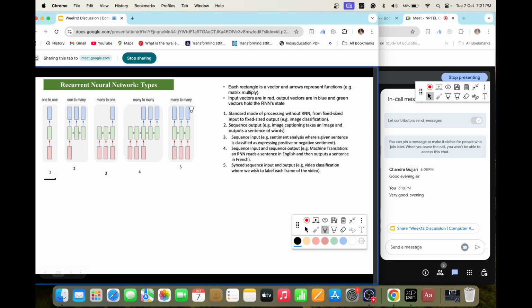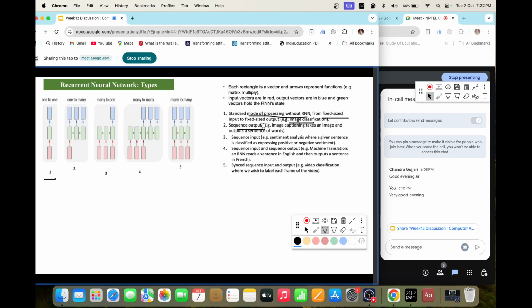So for this first one, it is used in the standard mode of processing without RNN, from a fixed size input. As this is a fixed size input, this gets fixed, okay. Again I am telling, this red layer is input, this green layer is hidden layer, this blue layer is output, okay. So one-to-one means one input layer, one hidden layer and one output layer. That is why it is the standard mode of processing without RNN, with a fixed number of inputs. So this can be treated as your simple CNN, okay. Then it can be used in image classification.